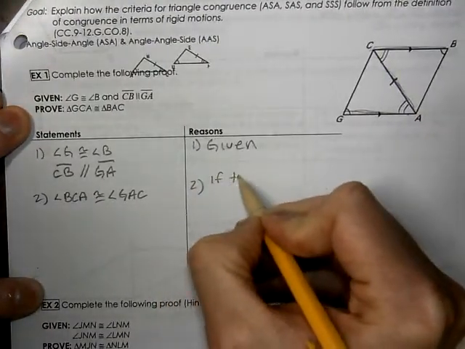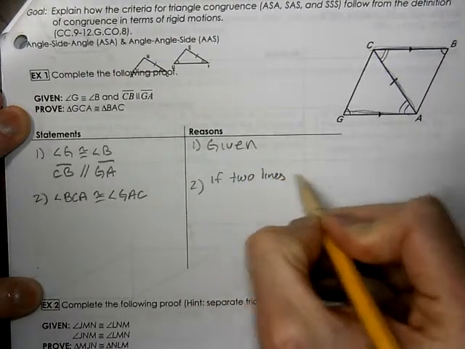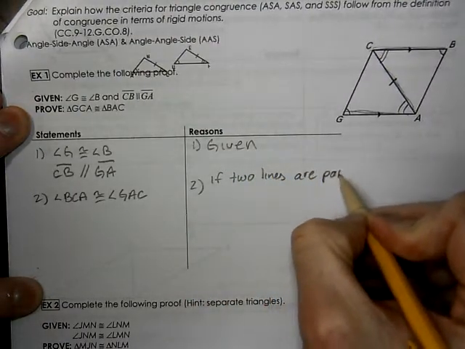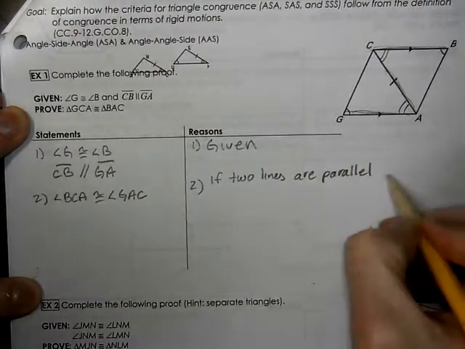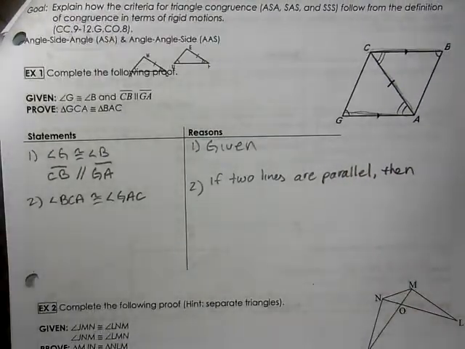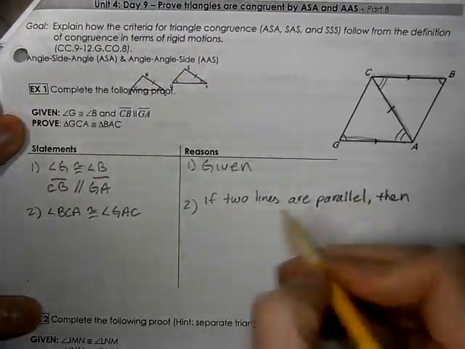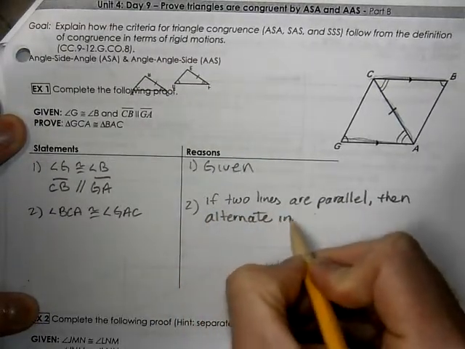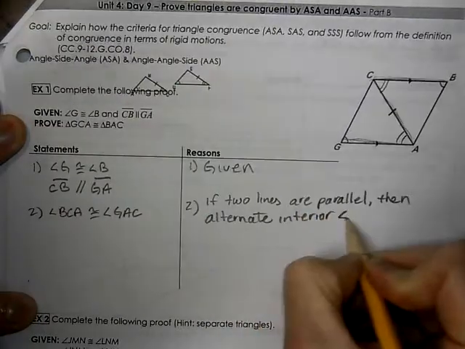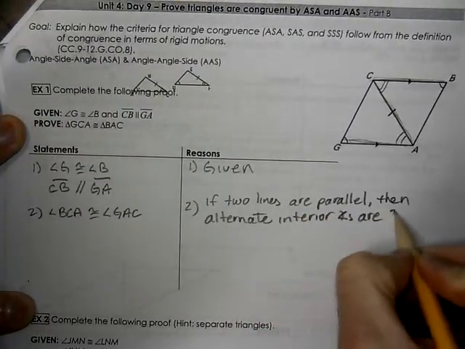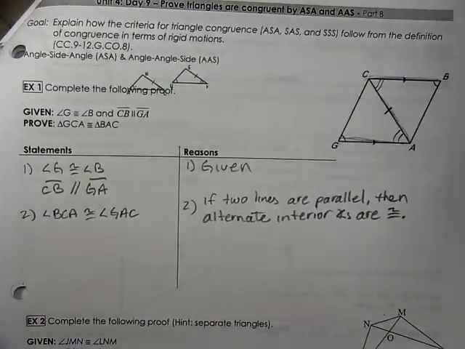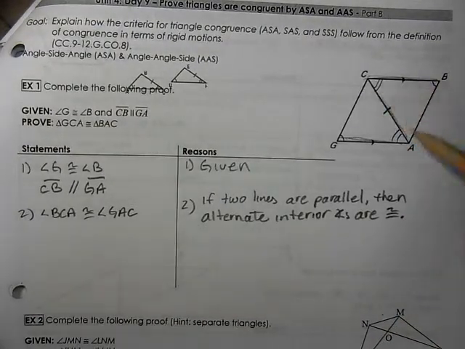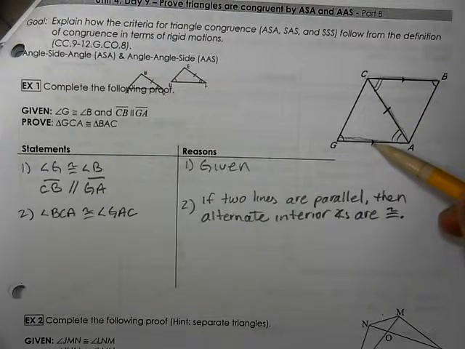If two lines are parallel, then you got to name that type of angle. What makes the zigzag? Alternate interior angles are congruent. We know that for sure. Anytime you have that zigzag following your parallel lines, then you know you have alternate interior angles.